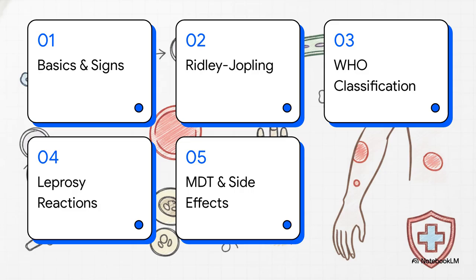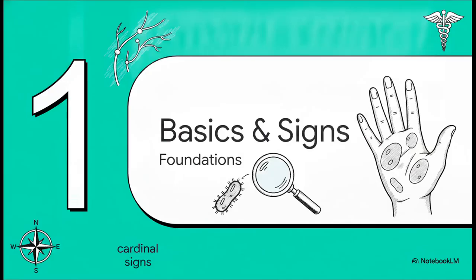Here's our roadmap for today's explainer. We're going to tackle basics and cardinal signs, the Ridley-Jopling spectrum, WHO simplified classification, distinguishing leprosy reactions, and we'll wrap it up with MDT and crucial side effects. Section 1, Basics and Cardinal Signs.